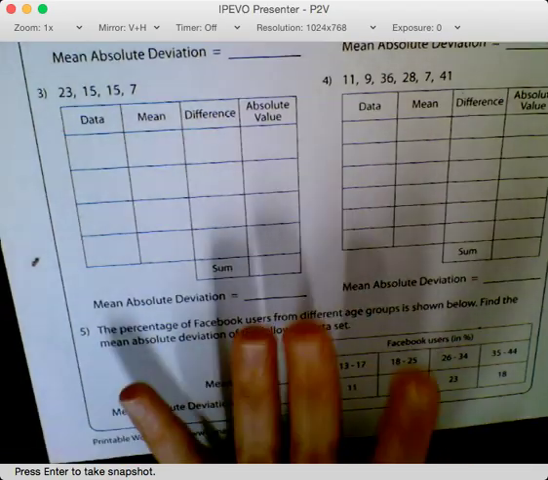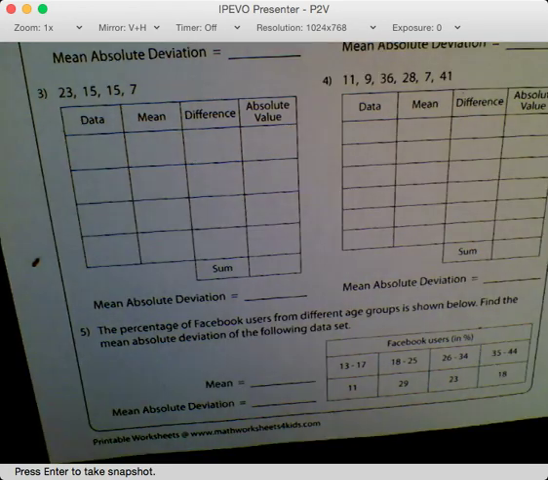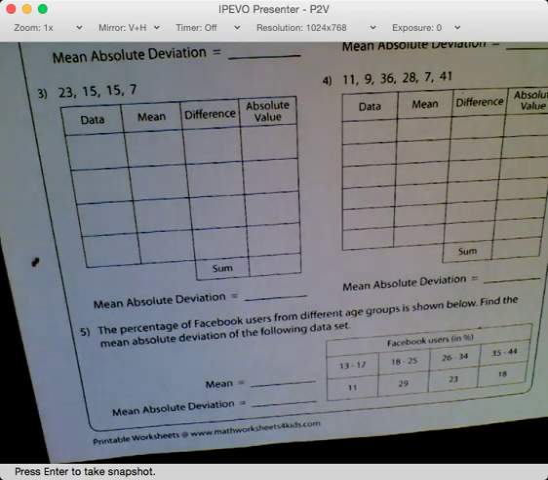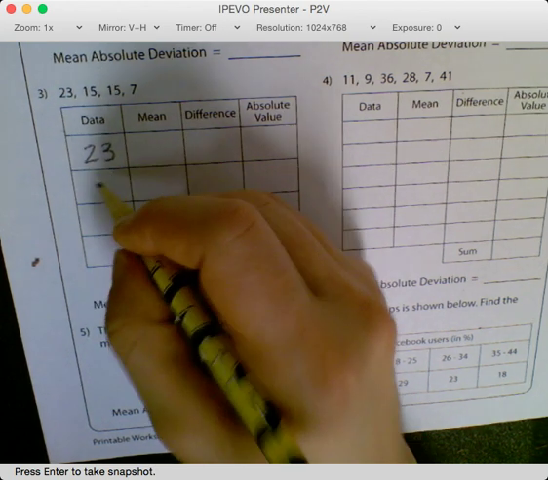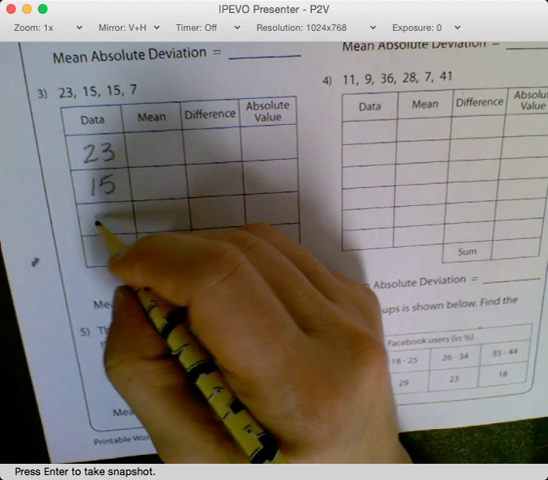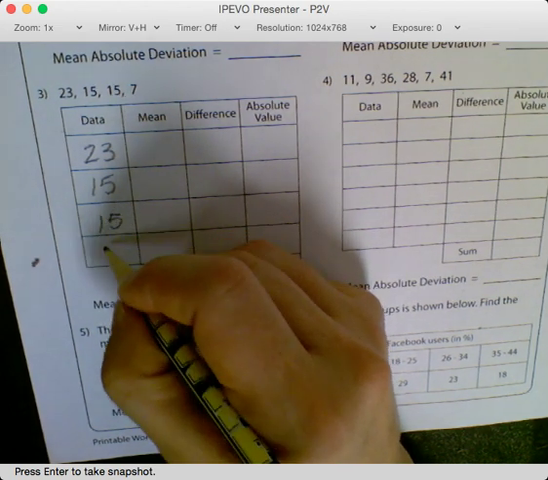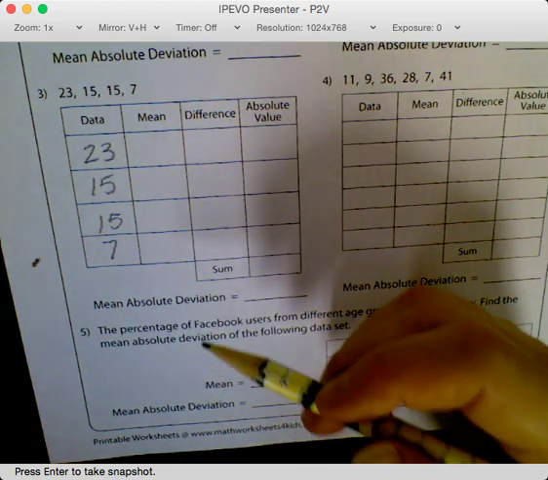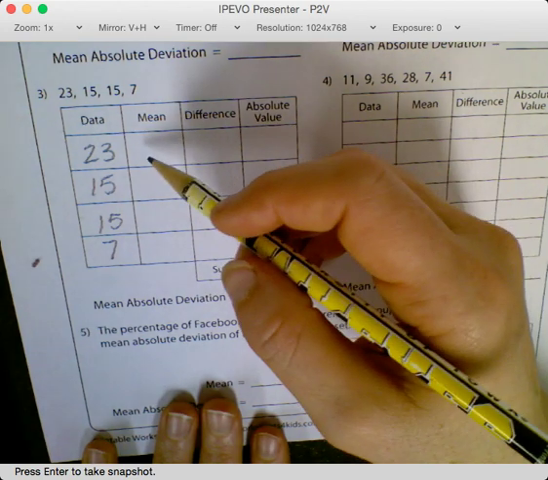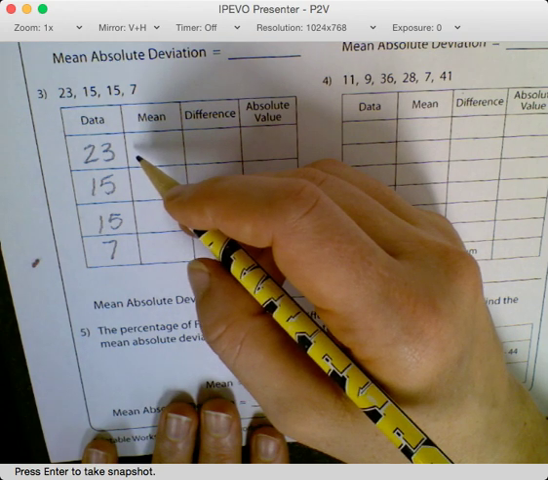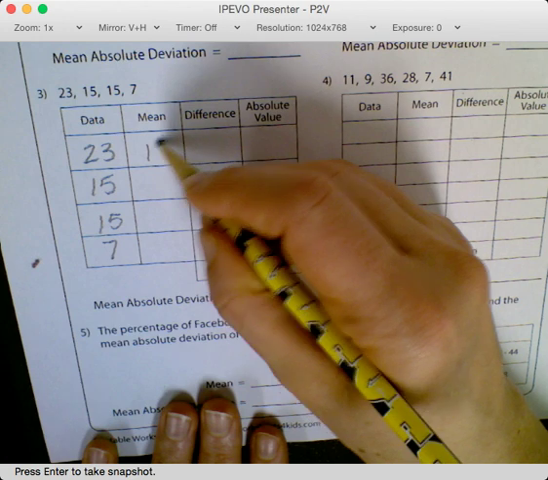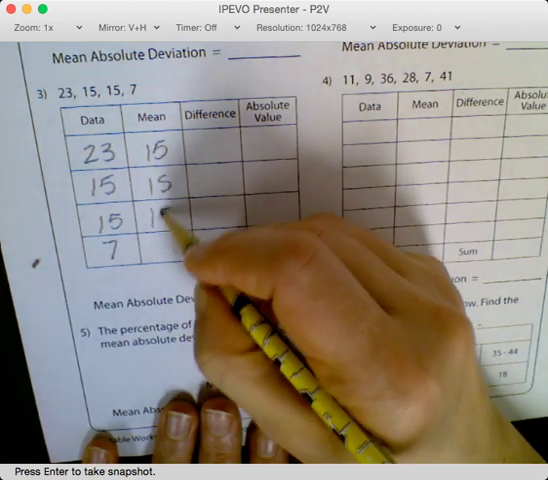Okay. Now I have a worksheet here that organizes this information in a different way, so I want to show you this one just for another example. The first thing I want to do is write my values in here: 23, 15, 15, and 7. If I add them up and divide by 4, I would get 60 divided by 4 is 15. So my mean, or my average, is 15.